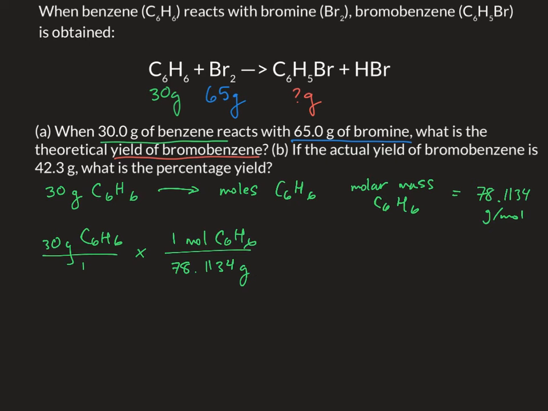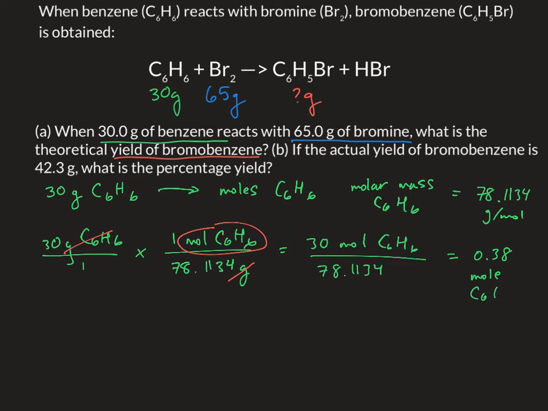As we know, we multiply across and then we divide. Grams cancels, leaving us with moles. And what we end up with is 30 divided by 78.1134. What that gives us is 0.38 moles of benzene. So we figured out how many moles of benzene we have.